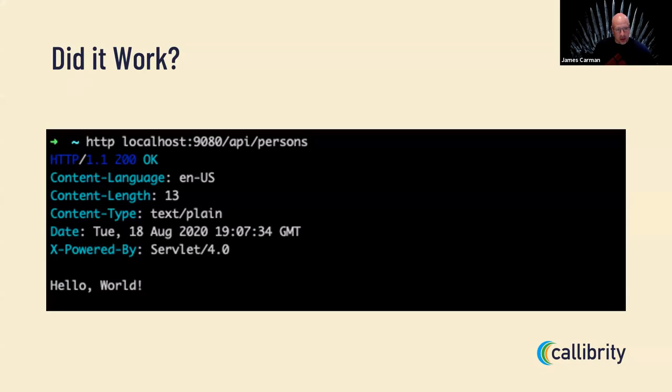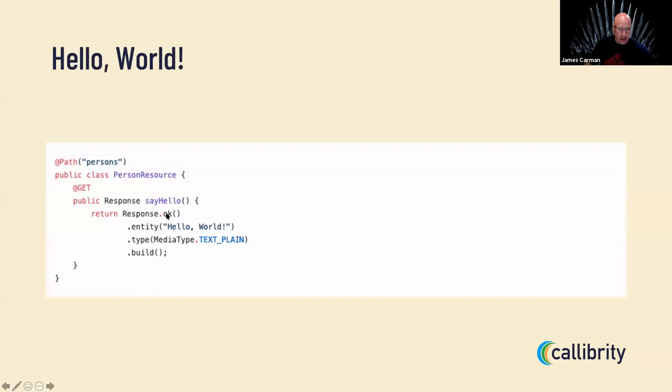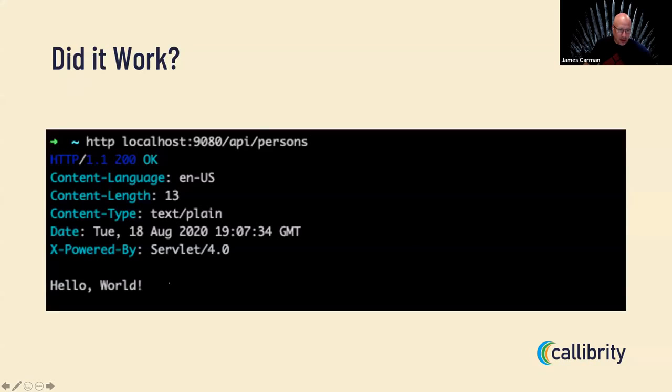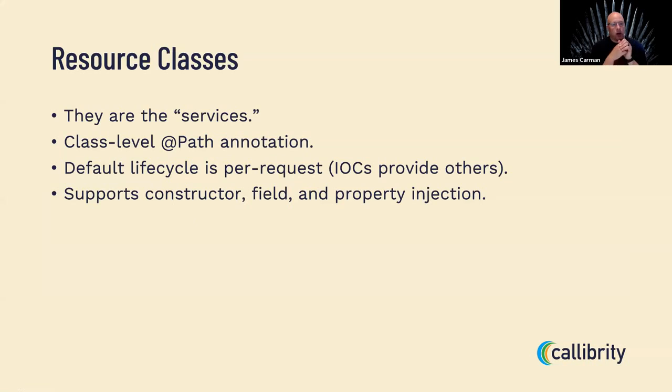So we're going to use HTTP, call the application, and it spits out hello world. We do see the text plain. We get a 200 response. That's what we built. And the body's here, text plain. Cool. So the resource classes are your services in a JAX-RS application.